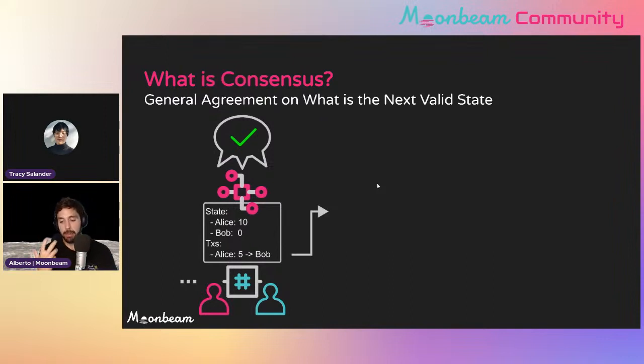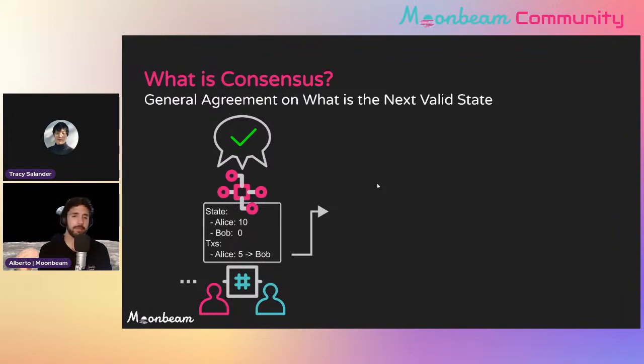But the tricky part in a blockchain is that the consensus needs to be a general agreement on what is the next valid state between people that don't know each other, that don't trust each other, and it's a decentralized network. That's the whole point about decentralization, right? And so if you think about that, proof of work, proof of stake, all these terminologies are how they achieve this consensus, this decentralized and trustless consensus, okay?